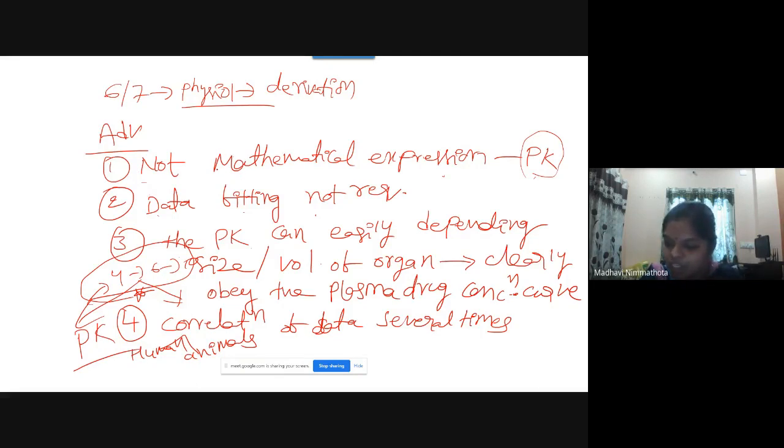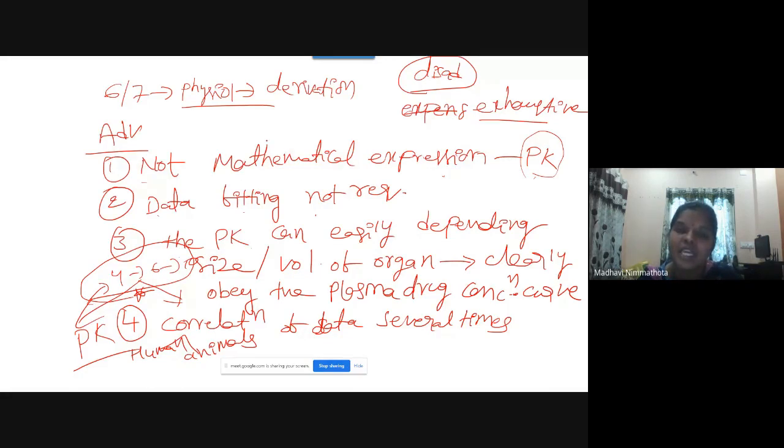Then the only disadvantage is that whatever data is obtained will be exhaustive. This is the only one disadvantage of this physiological model. That's why people are not majorly considering this physiological data, and we could not easily give any justification also.